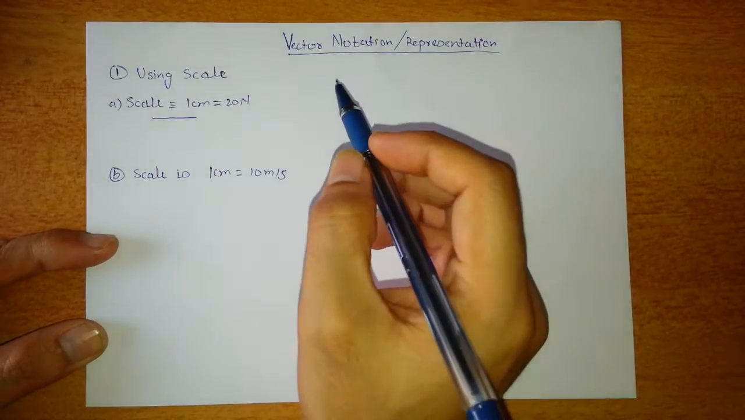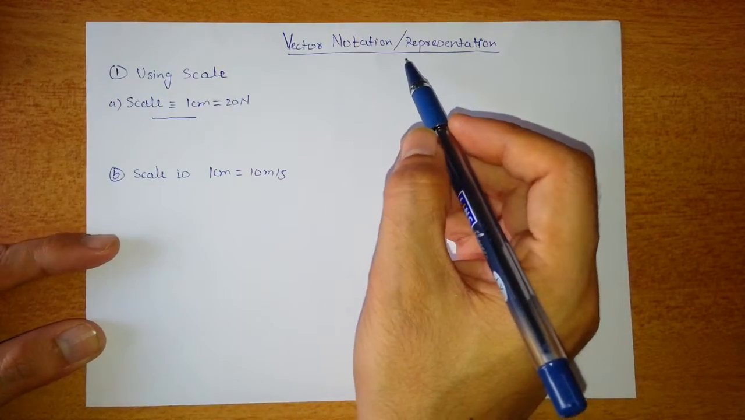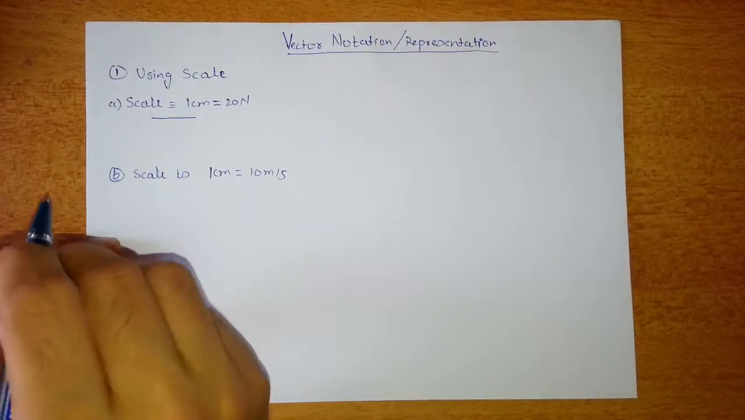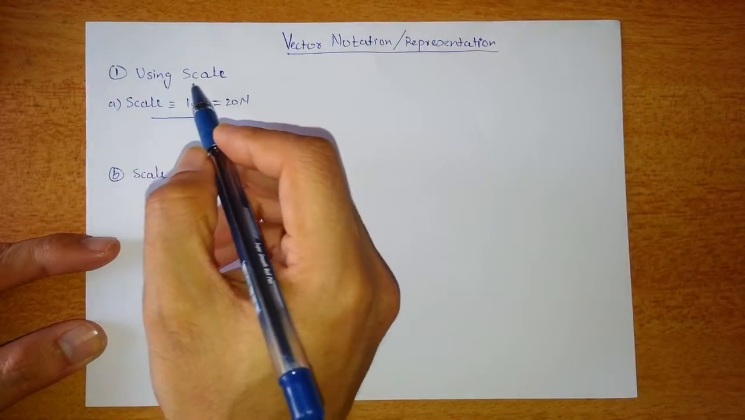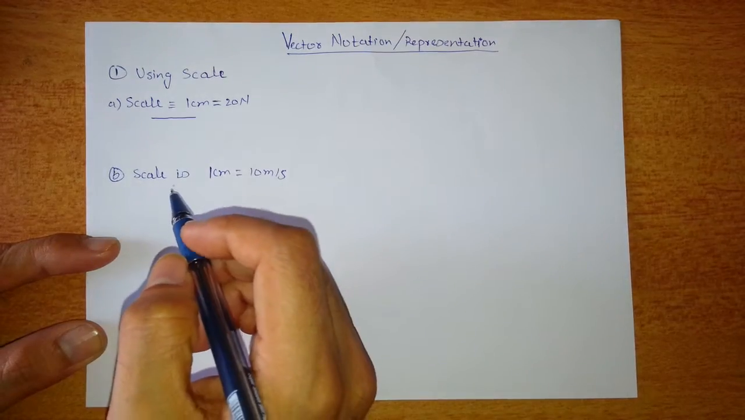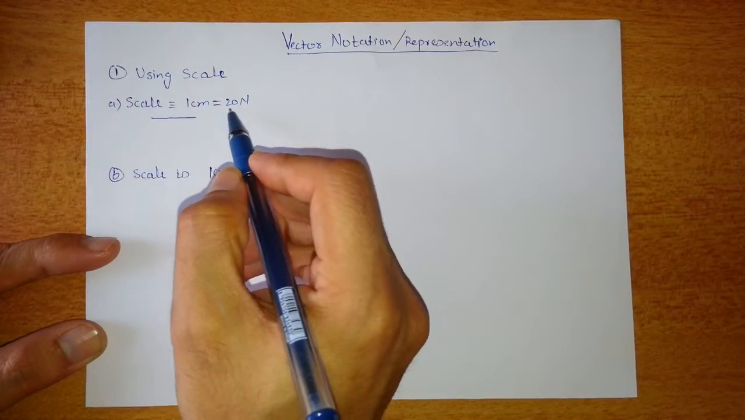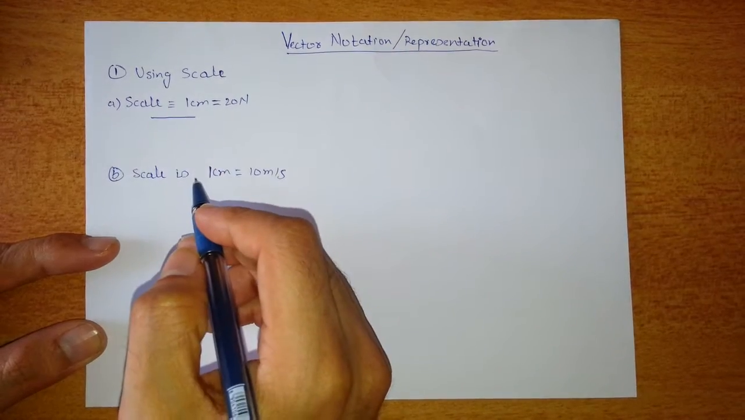This video will be talking about how we can represent or notate vectors and their representation. The first and very basic method is using some scale. Let's say one scale is 1 centimeter will represent 20 Newton.